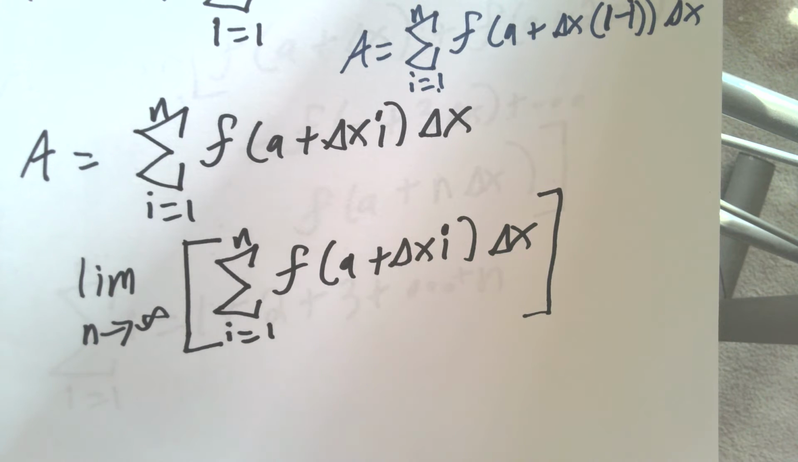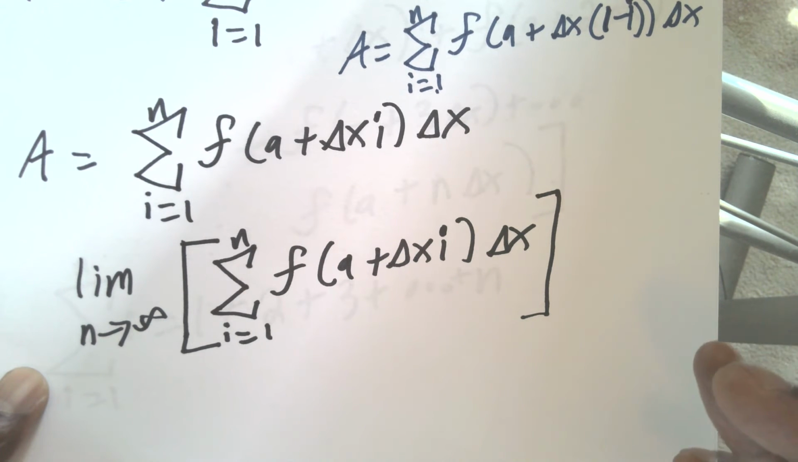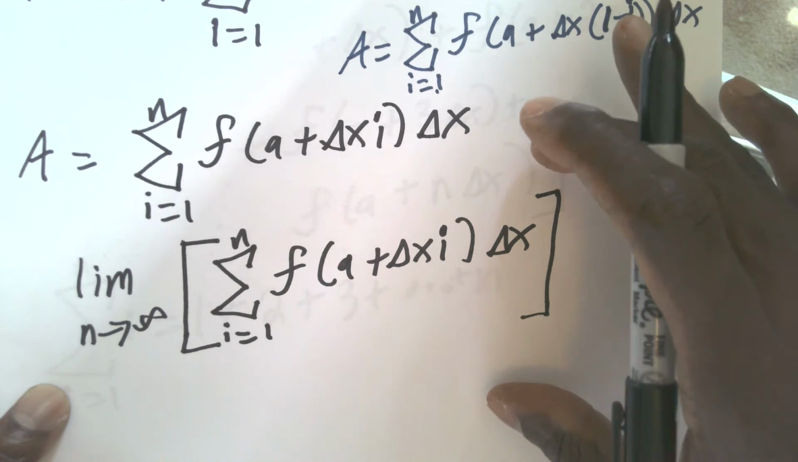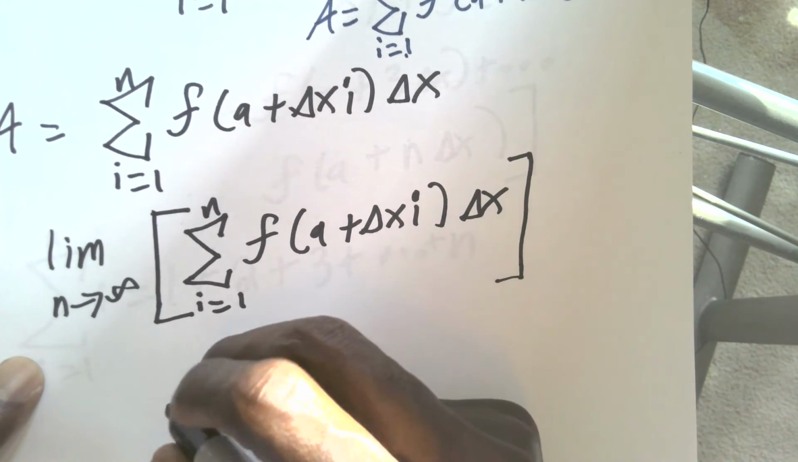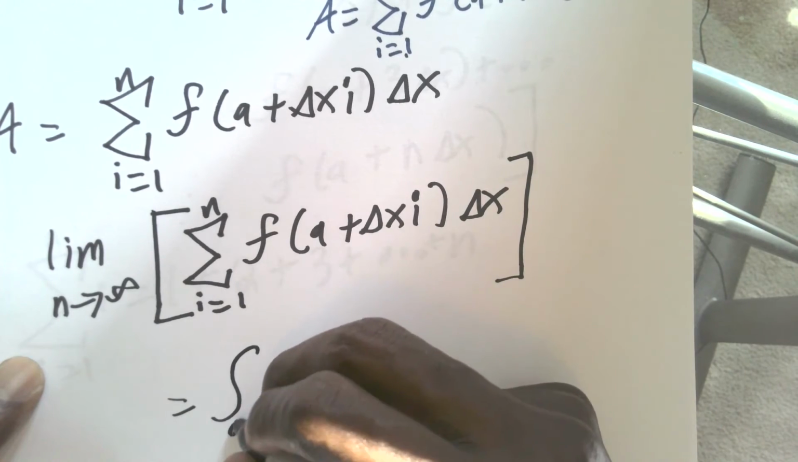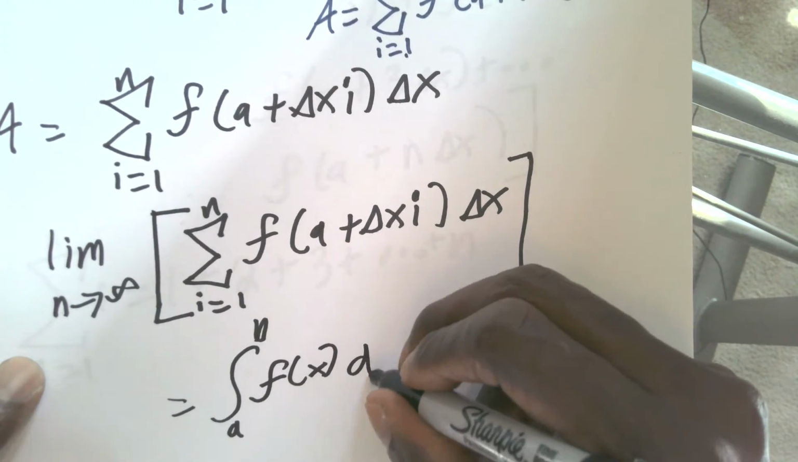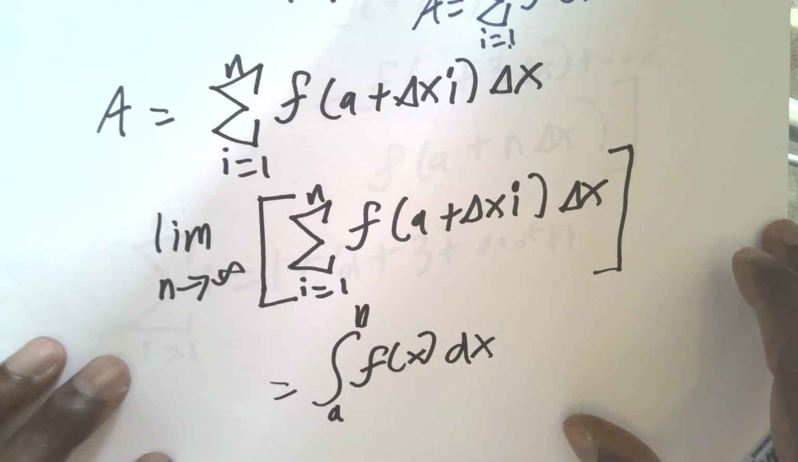So again, this represents the area under the curve of the function f of x from a to b using n subintervals. How this is represented as a definite integral is that this is equal to the integral from a to b of f of x dx. So that's how it looks as a definite integral.